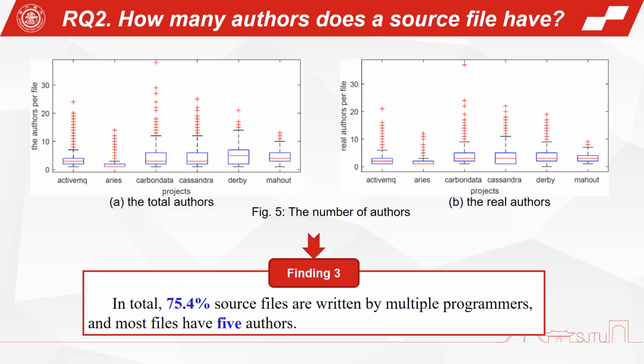We also got finding 3. In total, 75.4% of source files are written by multiple programmers, and most files have 5 authors.